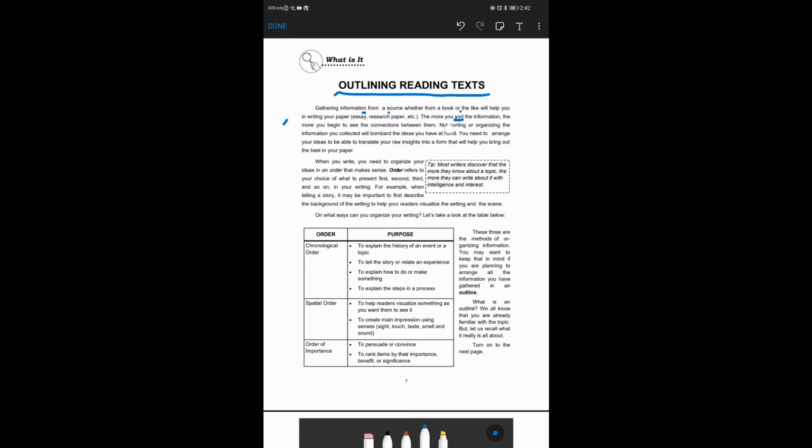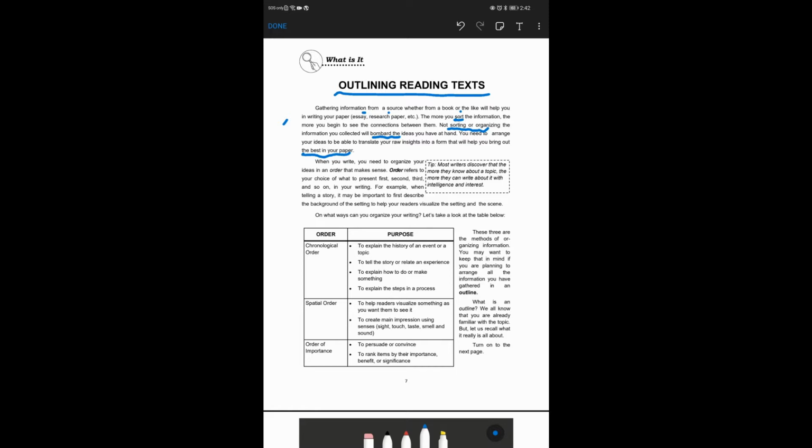Not sorting or organizing the information you collected will bombard the ideas you have at hand. When we say bombard, it simply means kakagasain, bobombahin, dadagsain ka ng ideas at hand. Okay? You need to arrange your ideas to be able to translate your raw insights into a form that will help you bring out the best in your paper. So, organizing your ideas is very important to bring out the best in your paper.